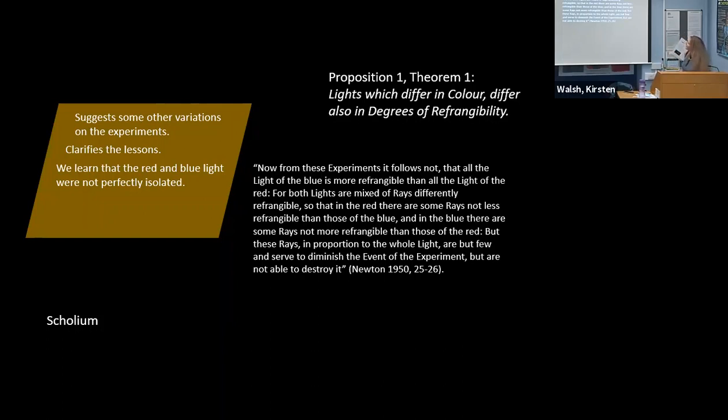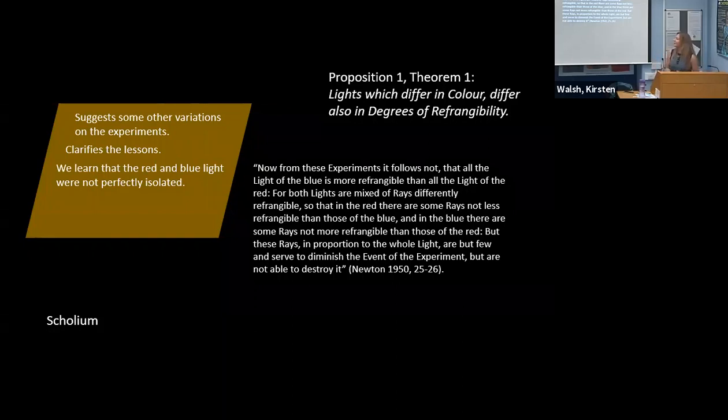He says, "Now from these experiments, it follows not that all the light of the blue is more refrangible than all the light of the red. For both lights are mixed of rays differently refrangible, so that in the red, there are some rays not less refrangible than those of the blue, and in the blue, there are some rays not more refrangible than those of the red. But these rays, in proportion to the whole light, are but few and serve to diminish the event of the experiment, but are not able to destroy it."